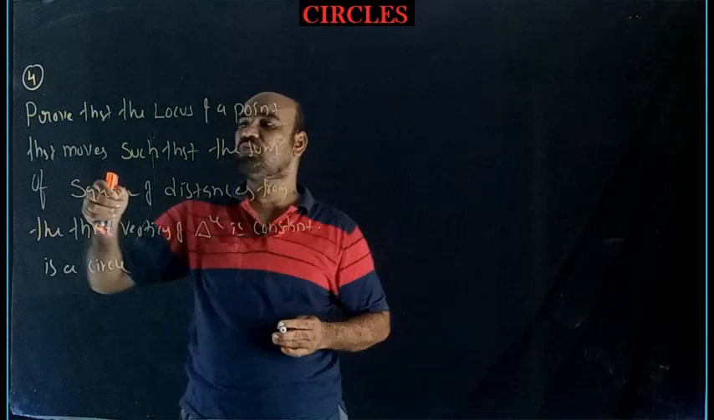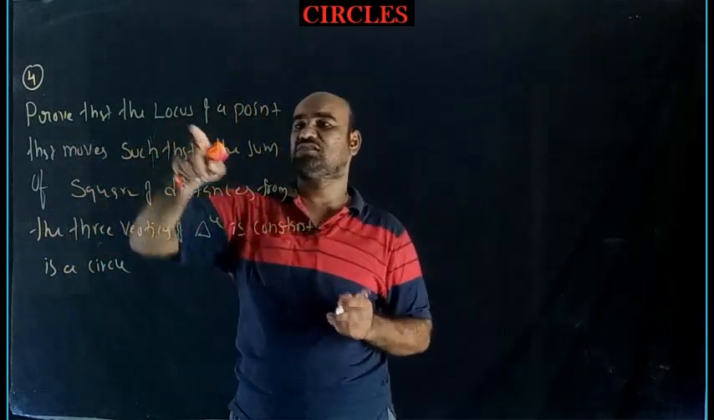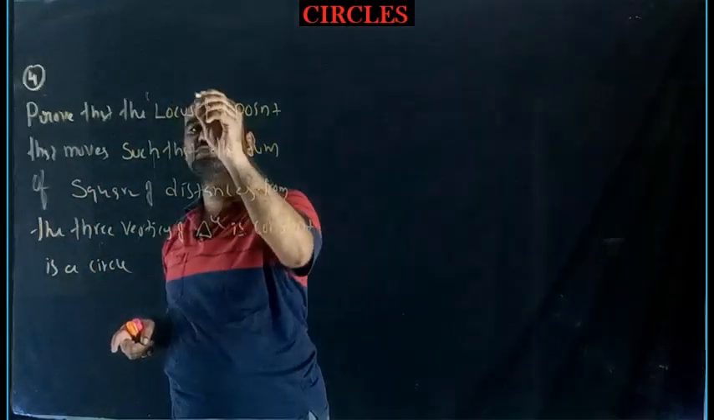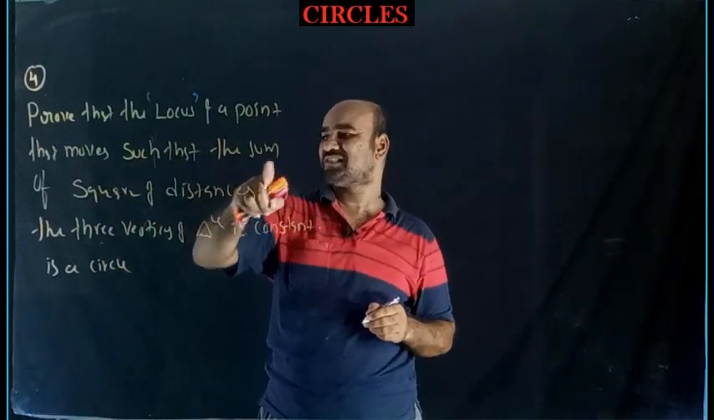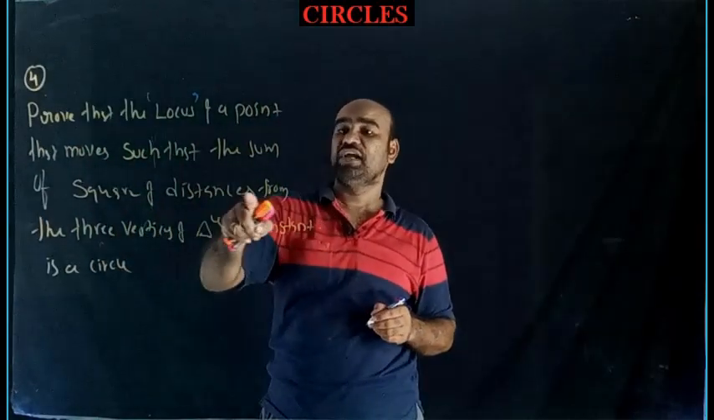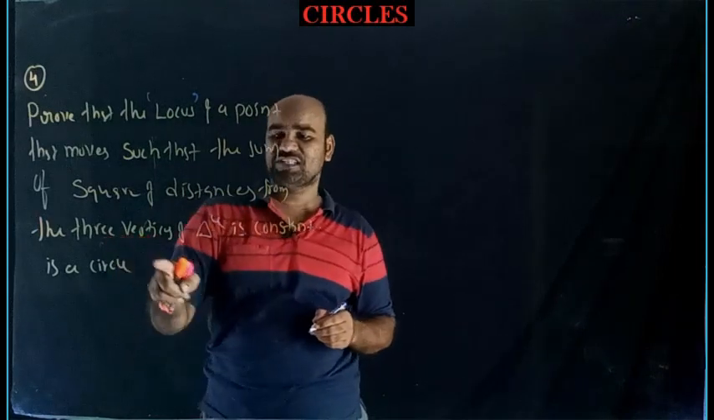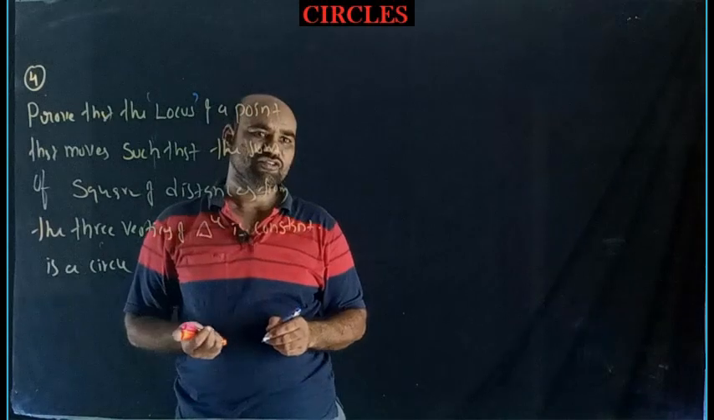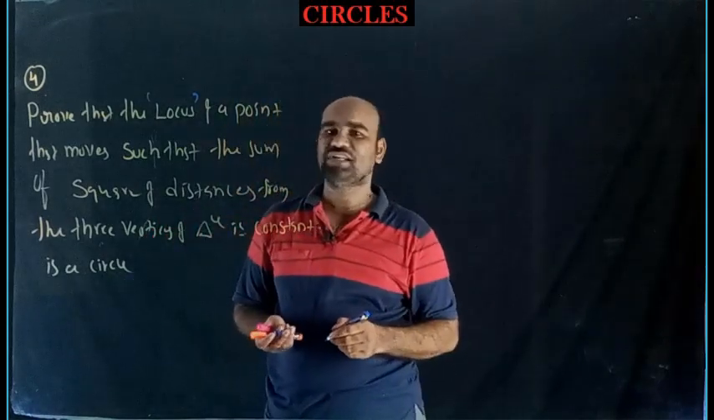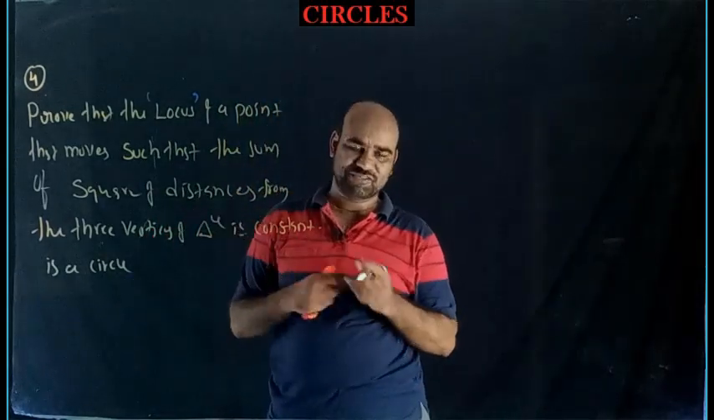Fourth problem: prove that the locus of a point that moves such that the sum of the squares of the distances from the 3 vertices of a triangle is constant is a circle. You want to show that the locus of the point is nothing but a circle under this condition.